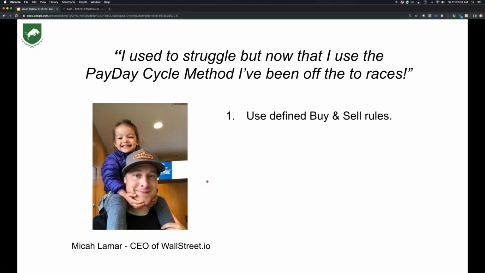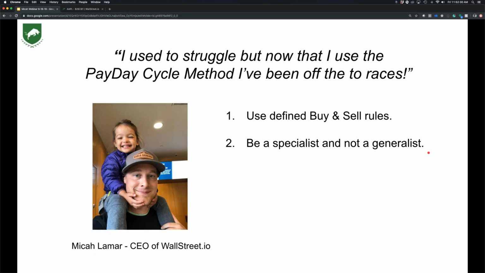I used to struggle trading, that's the truth, right? Until I discovered the payday cycle method. And now the 4 cornerstones of my trading are this. I use defined buy and sell rules. No more guessing, right? I'm a specialist, not a generalist. I only trade a handful of stocks. I don't need 1,000 stocks to trade. And here's a really, really important clue for this.